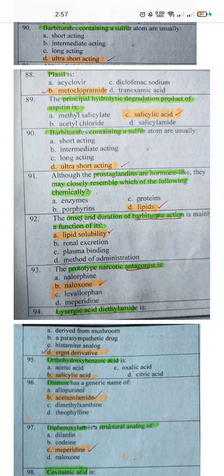Generic name of acetazolamide. Number 97. Diphenoxylate is a structural analog of meperidine.